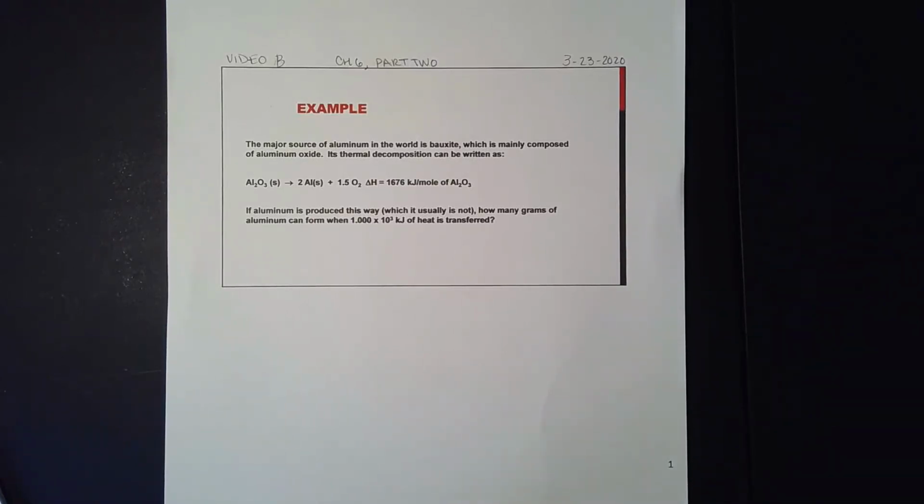Okay, in this example, we are looking at the formation of aluminum from aluminum oxide, which is found in bauxite.